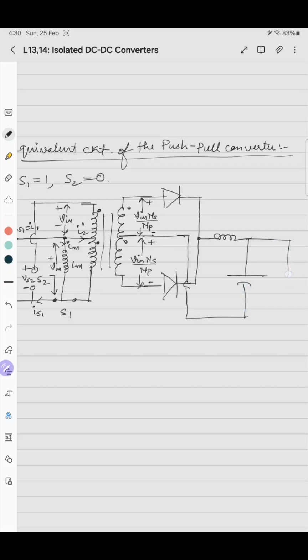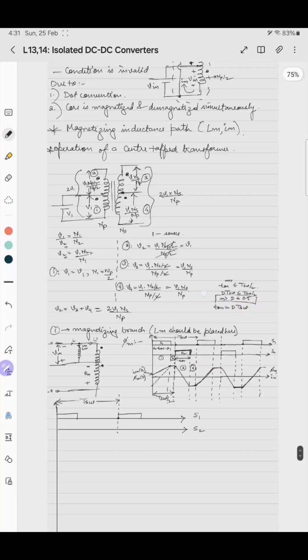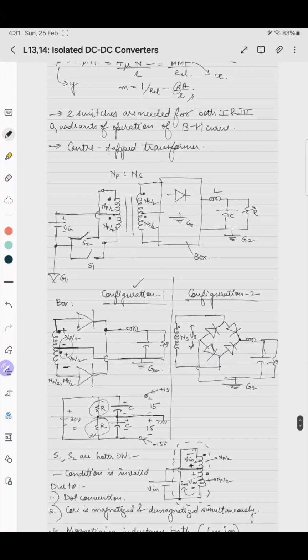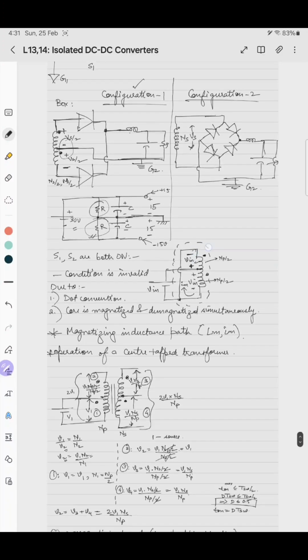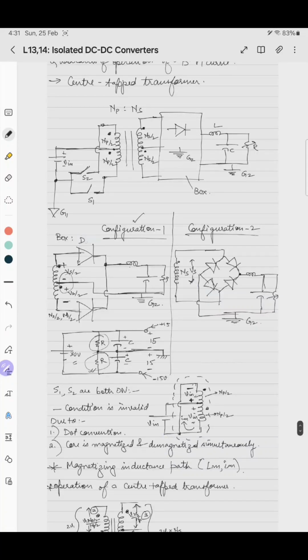And this is the load. This is IC, this is IL, this is VL, this is V0, this is C, this is L. This is, say, what was the diode? I think I did not name the diode. Okay, so let me write the name here. This diode is D3, this diode is D4.